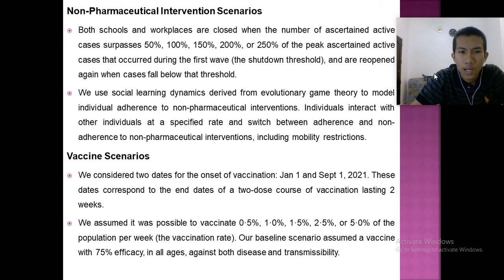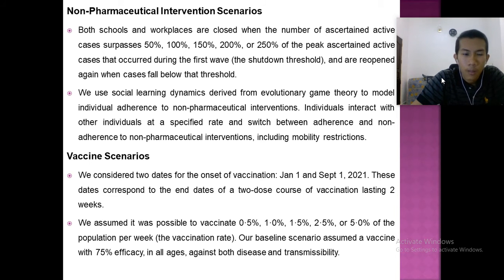We use social learning dynamics derived from evolutionary game theory to model individual adherence to non-pharmaceutical intervention. Individuals interact with other individuals at a specific rate and switch between adherence and non-adherence to non-pharmaceutical intervention, including mobility restrictions.